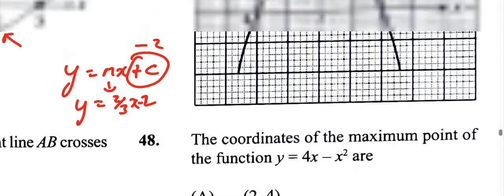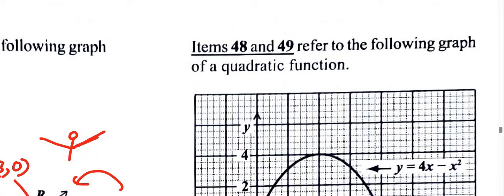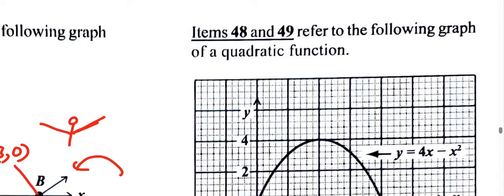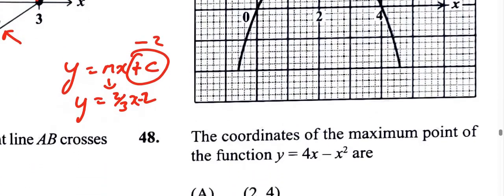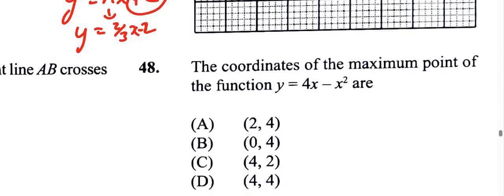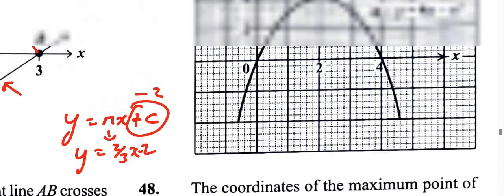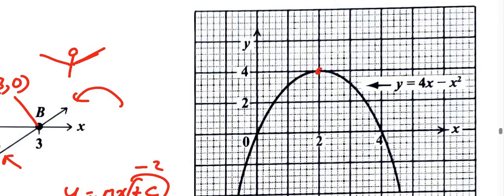Let's look at question 48 and 49. Alright, so we can clearly see we have a quadratic graph, the parabola. Let's say the coordinates of the maximum point. If we look at the maximum point here, the maximum point is where the graph reaches its maximum.